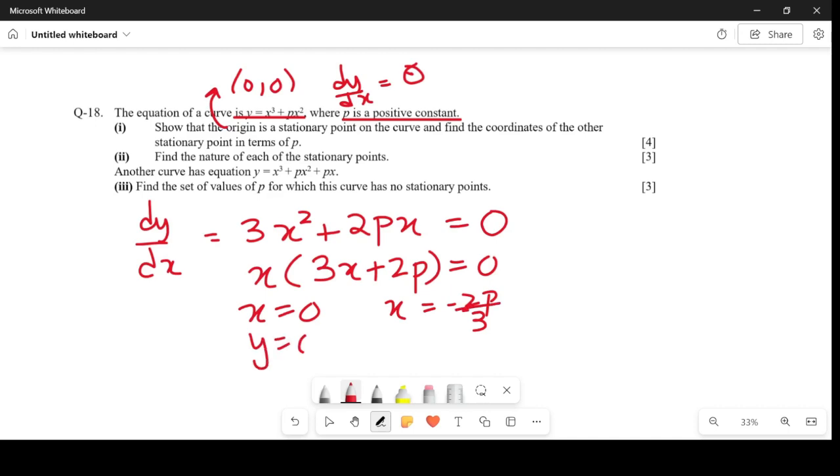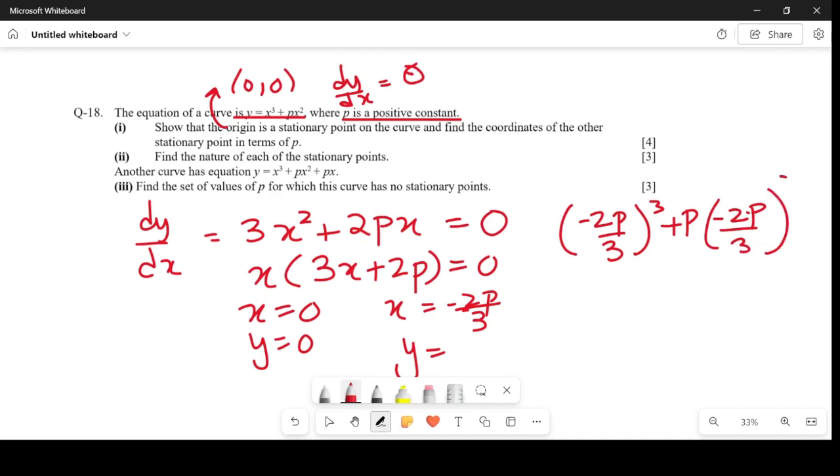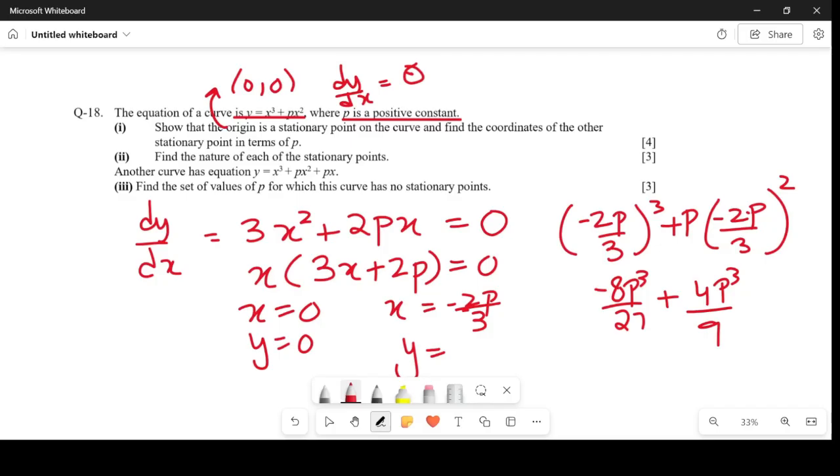When x is 0, y is 0, we've already shown that stationary point. Here, find the value of y by substituting minus 2p upon 3 in place of x in the original equation. That gives us minus 8p cubed upon 27, plus p cubed, which is minus 8 upon 27 plus 4 by 9 times p cubed, ignoring p cubed in the calculator. Minus 8 upon 27 plus 4 by 9 gives 4 upon 27 p cubed.